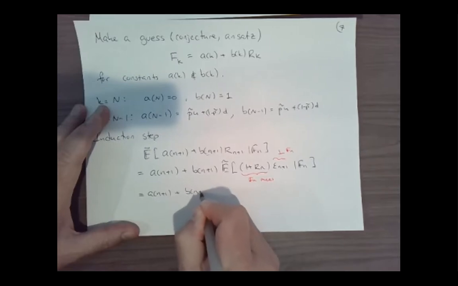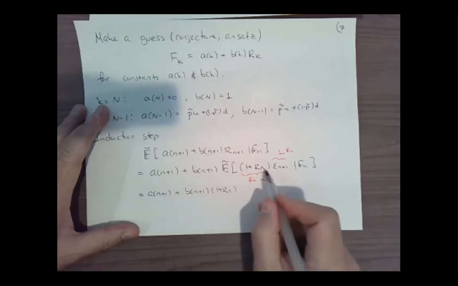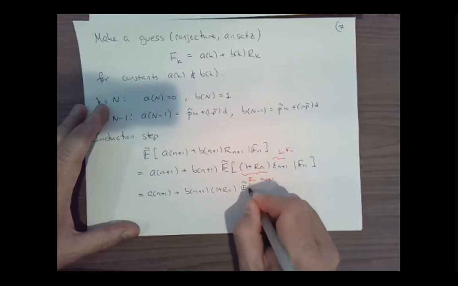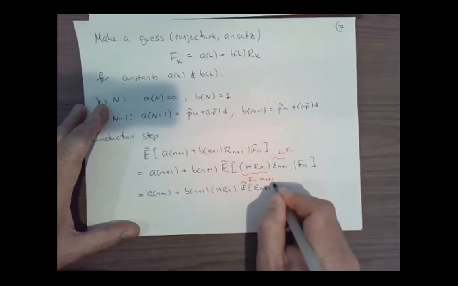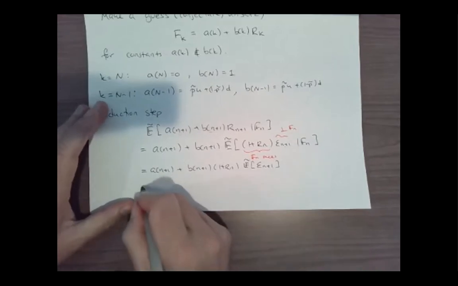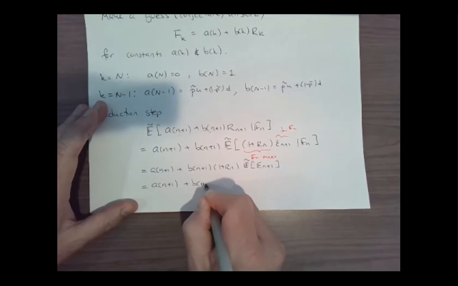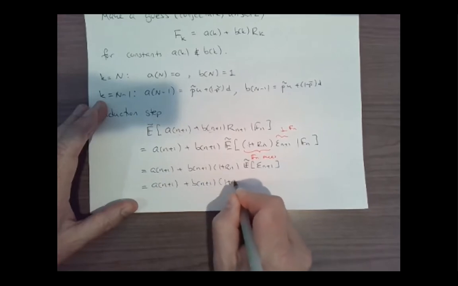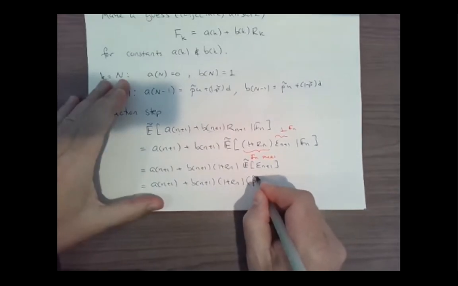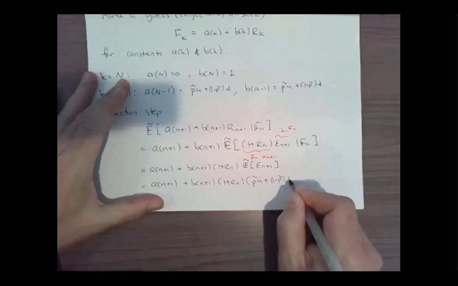So we write that out. We take this part outside, 1 plus Rn. And then instead of the conditional expectation of the epsilon, we just take the unconditional expectation. And we already had computed what that unconditional expectation was. This was p tilde u plus 1 minus p tilde d.